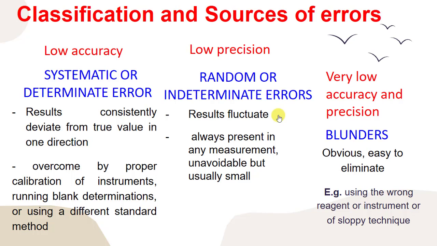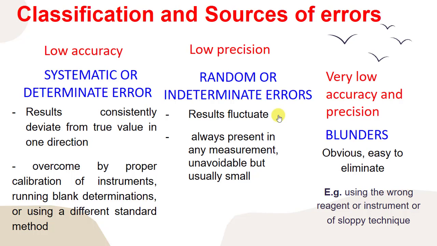If you look at the formula for SD, you will find that when we increase n, the standard deviation will be lower. The third type of error is called blunders. In this case, you have very low accuracy and very low precision.